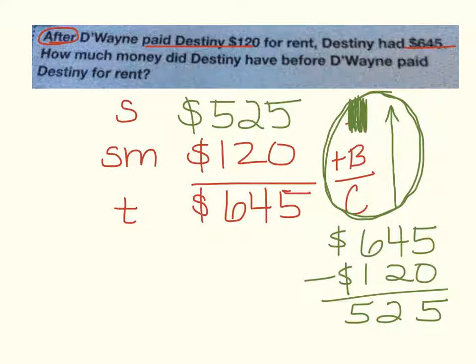So take time to think it through. Figure out what is your sum, what is your sum more, and what is your total. If you do all of those parts, you will be just fine with working with any kind of word problem with combining.